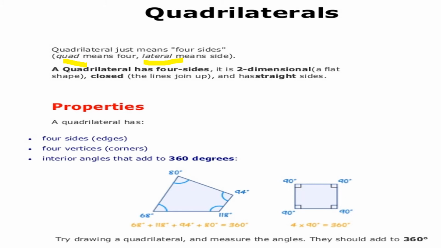Now we are going to see the properties of quadrilateral. So just now we have seen quadrilateral has four sides. Quadrilateral has four corners. Interior angles, if you add them, make 360 degrees. If it has four sides, it has only four angles. If you add those four angles, you will get 360 degrees.